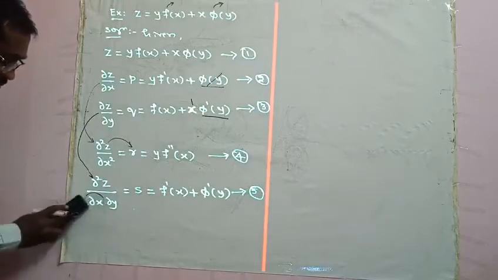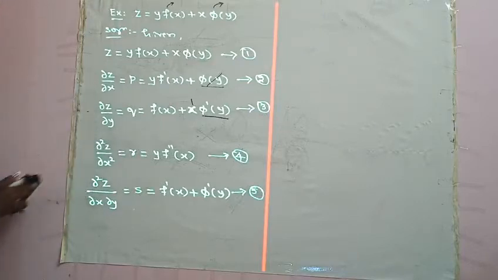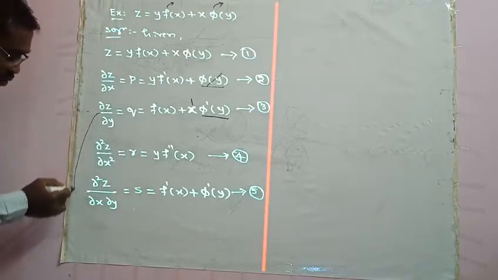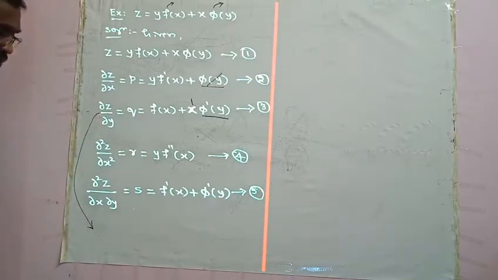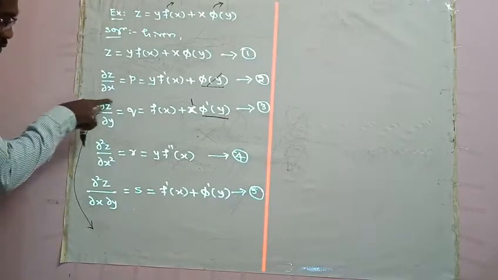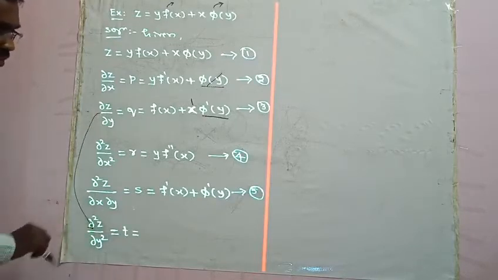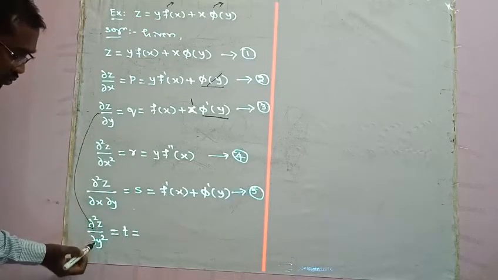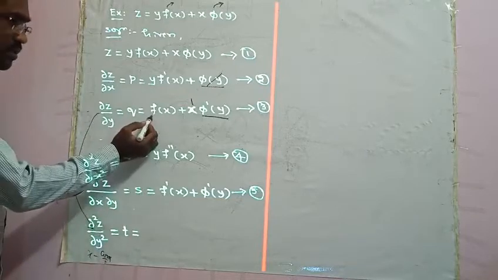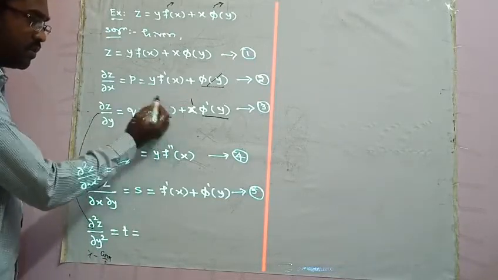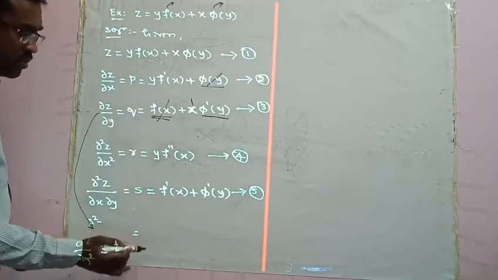Now what is the other derivative? Now we are going to differentiate this with respect to y once again. ∂²z/∂y² is equal to, we call it t. Now we are differentiating this with respect to y once again. That means x is constant. What is the differentiation of f of x, which is completely independent of y? So it is 0. So we have 0 here.